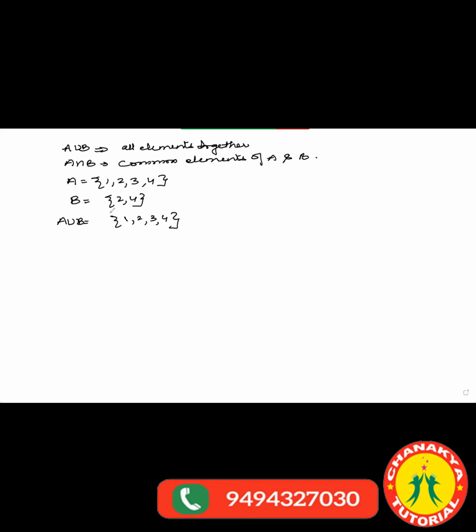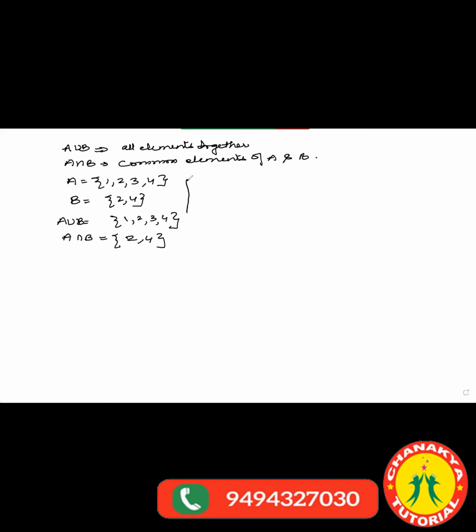Now Dhanunjay, tell me the intersection of A and B set, beta. What is the intersection? 2, 4. Yes, because 2, 4 elements lie in both A and B. So A intersection B will be this 2, 4.